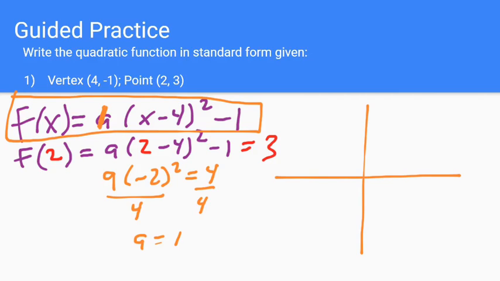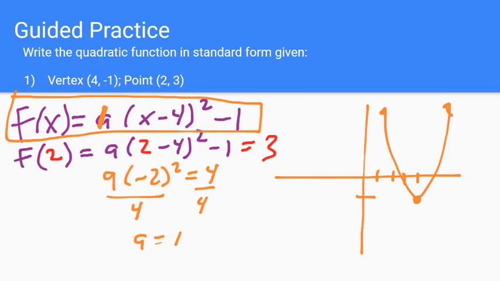So if we were graphing this, we would go 4 to the right, down 1, there's our vertex, and then that's what a sketch of our graph would look like. It would be better if you found another point, and then went from there to make it more accurate, but that's fine for this question here, just sketch it out.